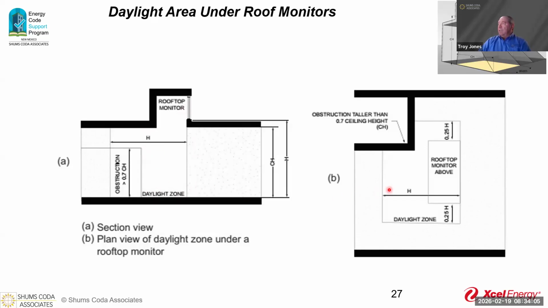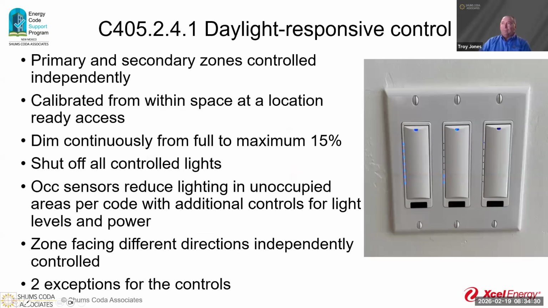When we look at that on the floor plan, we still have to do the 25% of the height on each side of that set of monitors or those windows up there, and then continue out. The obstruction here can come in, but if that obstruction doesn't come all the way across the daylight zone, then that daylight zone extends out. Just a little bit of common sense there for those rooftop monitors.